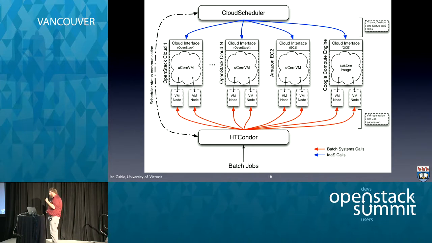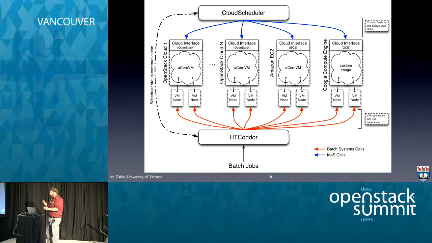So this is really the key architecture diagram for our system. Down at the bottom, you have HTCondor, the batch scheduling system. And at the top, you have Cloud Scheduler, which is the piece of software that's monitoring the job queues of Condor. When it sees a job waiting in Condor's queue, it makes an API call to OpenStack, EC2, or Google Compute Engine to boot a VM. And then we pass in the contextualization information into that VM to cause it to boot and then register with that Condor head node like you saw before.